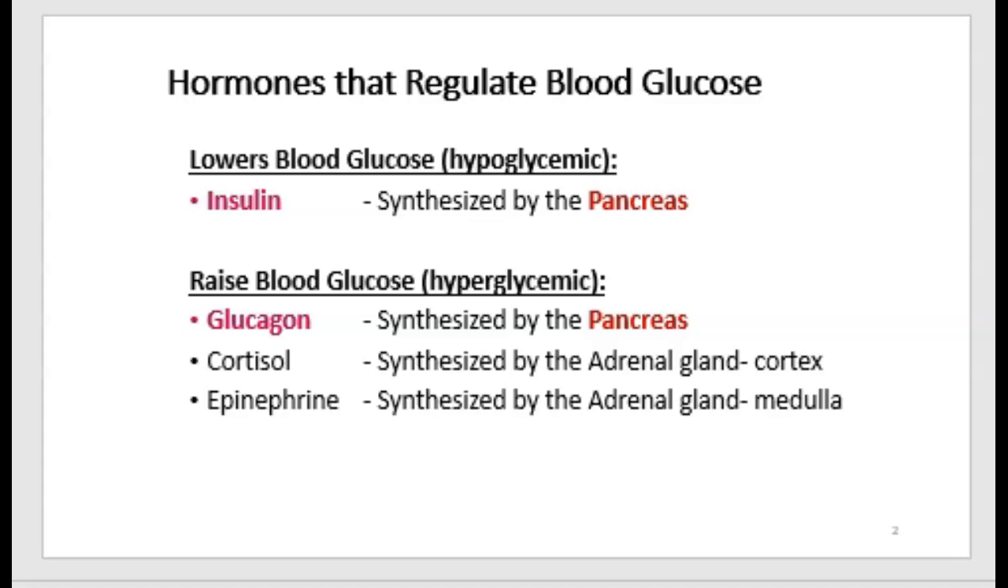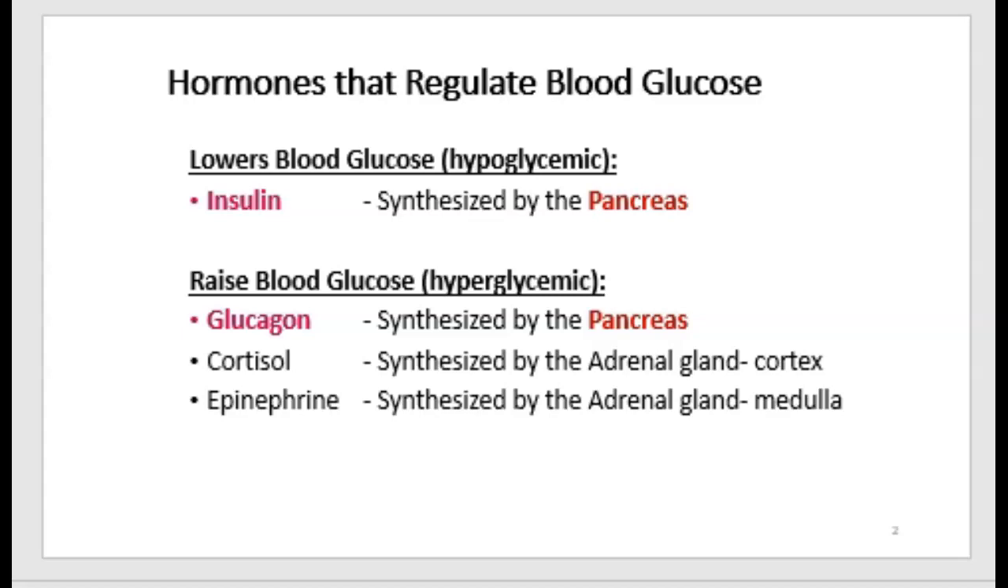So there are two hormones made by the pancreas that control the amount of glucose in your bloodstream. These are insulin and glucagon. Insulin lowers blood glucose, whereas glucagon raises blood glucose. Therefore, we say that insulin is hypoglycemic in its action, and glucagon is hyperglycemic in its action.